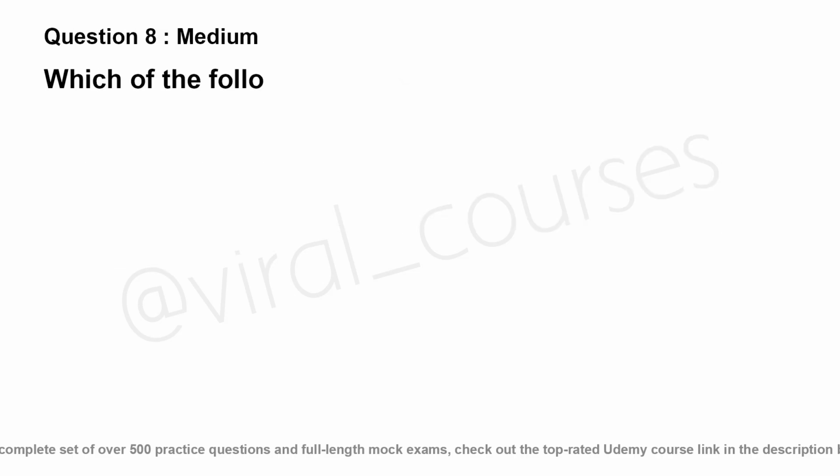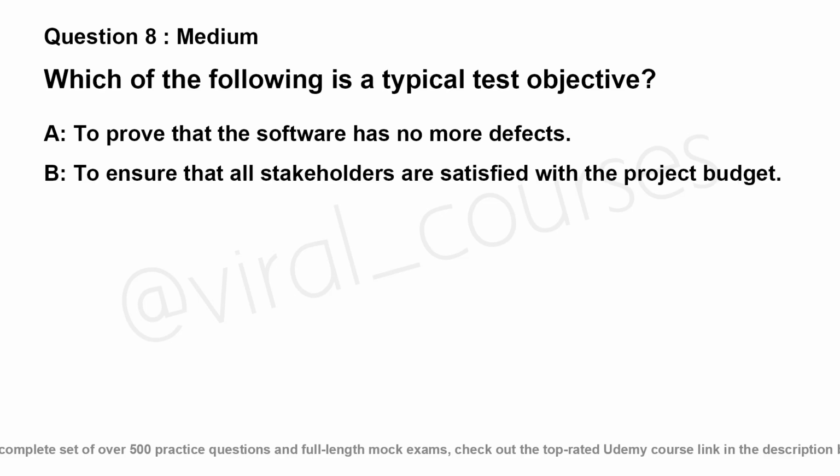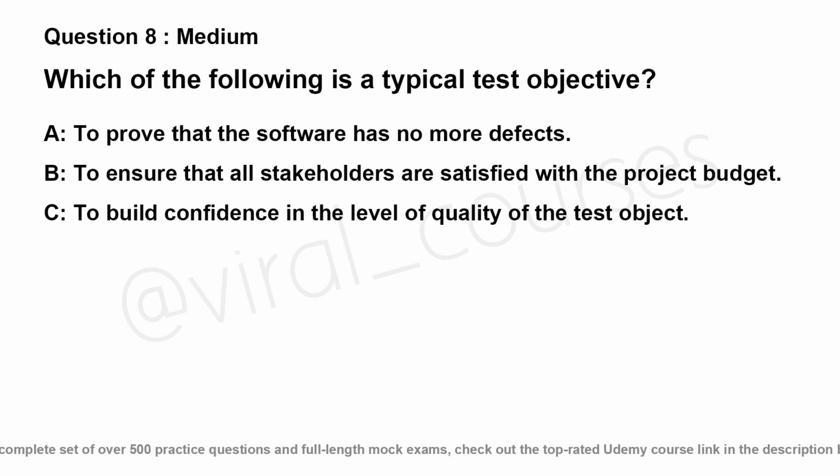Which of the following is a typical test objective? Option A. To prove that the software has no more defects. Option B. To ensure that all stakeholders are satisfied with the project budget. Option C. To build confidence in the level of quality of the test object. Option D. To replace the need for a user manual.